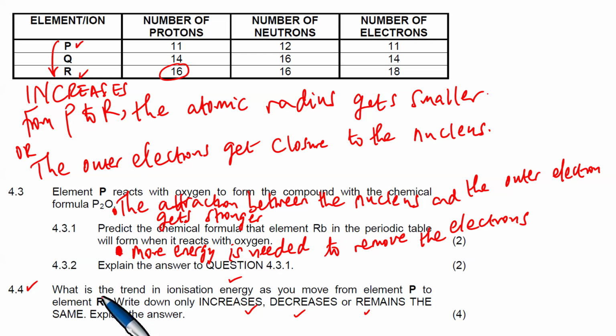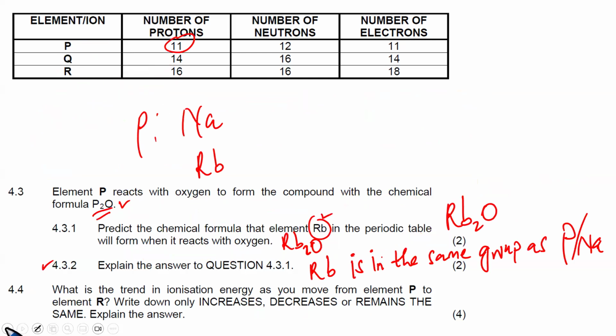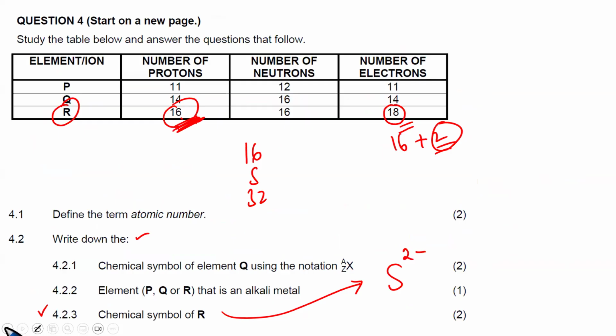Now, the question is, what is the trend in the ionization energy as you move from element P to element R? We write only increases. We saw that it increases from P to R. The atomic radius gets smaller and smaller as you move along, because we saw that this one is sodium, and R, for example, is S2 minus.